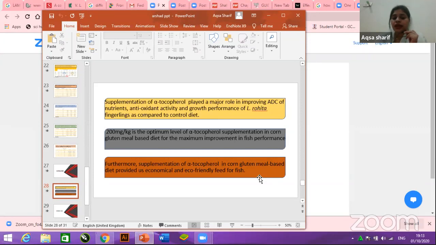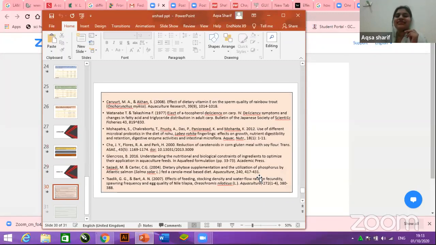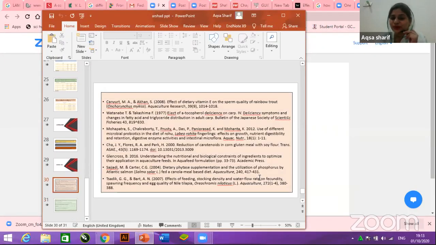The second conclusion was that 200 mg per kg is the optimum level, the level that we define that the farmers or future studies should incorporate for the maximum results in fish performance. And furthermore, supplementation of alpha tocopherol in corn gluten meal based diet provided us an economical and eco-friendly feed for fish. So that's all from my side. These are the references I used.